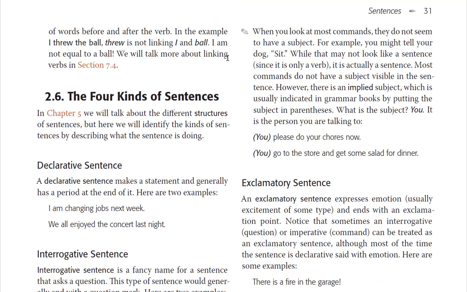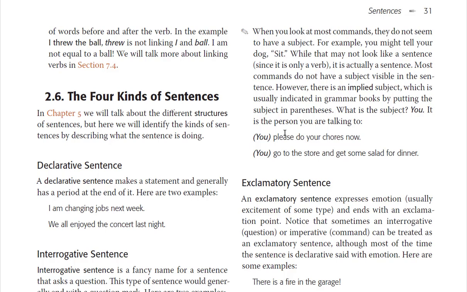When you look at most commands, they do not seem to have a subject. For example, you might tell your dog, sit. While this may not look like a sentence, it is a sentence. Most commands do not have a subject that's visible, but there is an implied subject. That's what I meant by saying the implied subject is you. It's like if you were to point your invisible finger and say, you, please do your chores now. You, go to the store and get some salad for dinner.